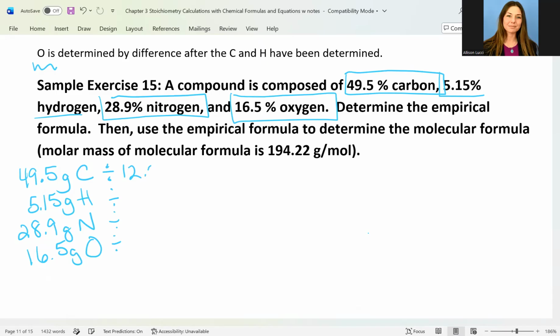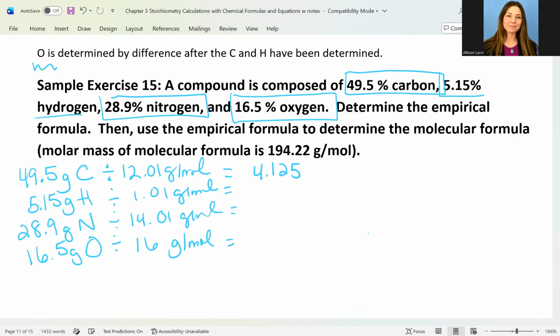The next step is the same as previous empirical formula calculations. We're now going to divide by the molar mass for each element found on the periodic table. So we have 12.01 grams per mole for carbon, 1.01 grams per mole for hydrogen, 14.01 grams per mole for nitrogen, and 16 for oxygen. Let's see what these values are in moles for each of these elements. So we have 4.125 for carbon, 5.15 moles for hydrogen, 2.06 for nitrogen, and for oxygen about 1.03.